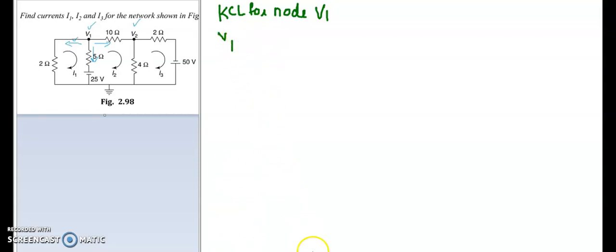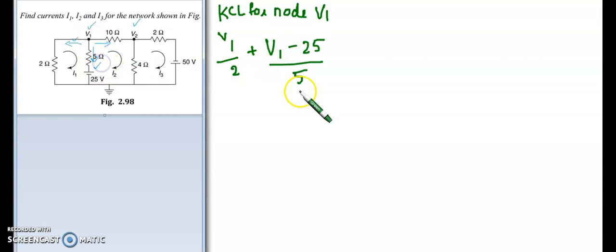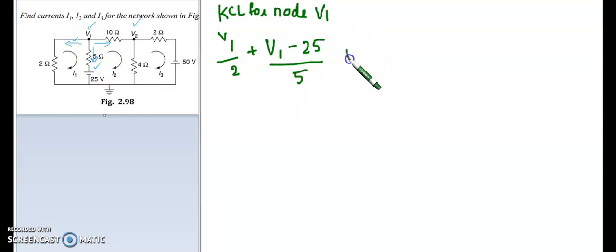V1 by 2 plus V1 minus 25 by 5. V1 minus 25 by 5 is the current in this branch. And next plus V1 minus V2 by 10. V1 minus V2 by 10 is equal to 0.